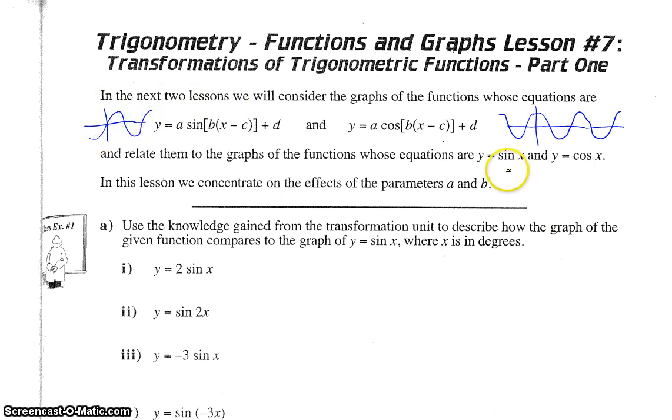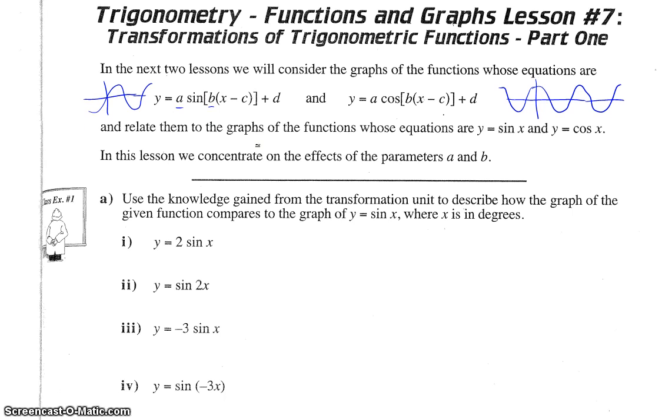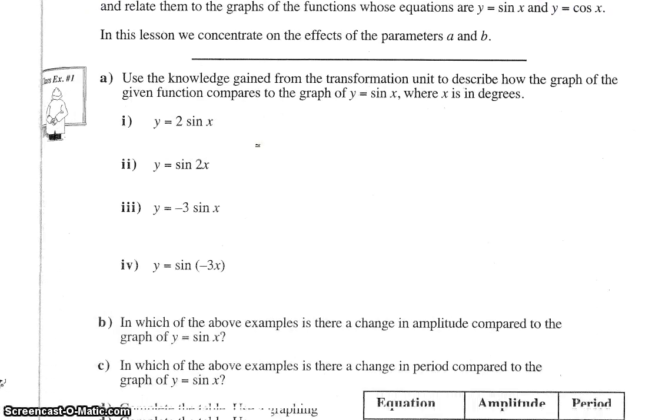But now what we're going to be looking at is basically what happens when we change the parameters a and b. Okay, now think back to transformations. We're going to basically describe, using these different equations, what transformations have occurred to the original y equals sine x graph. Okay, so let's take a look at the first one.